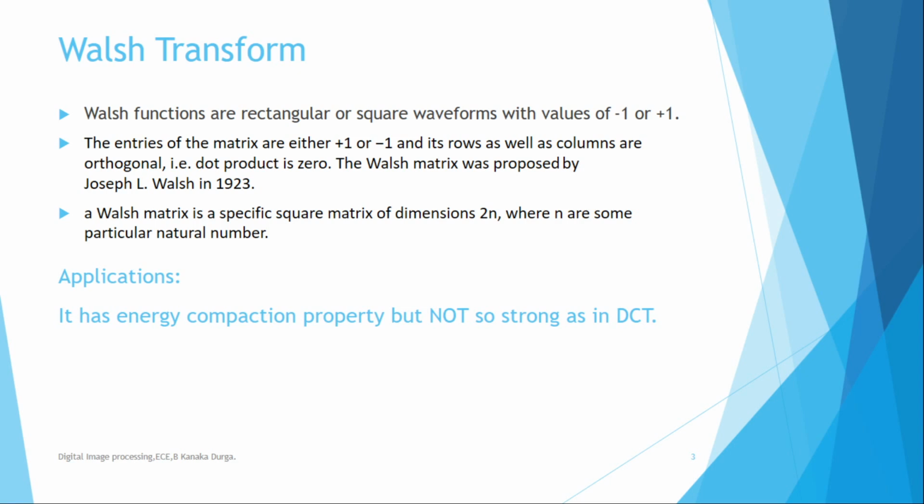And what is the application of the Walsh transformation? It has the property of compression, like the compaction property. It is very good for compression purposes, but not as strong as DCT. Among all the transformations, the best compression transformation is the discrete cosine transformation only.